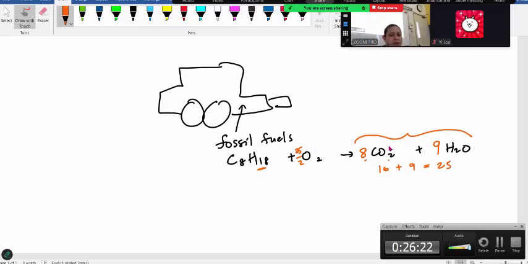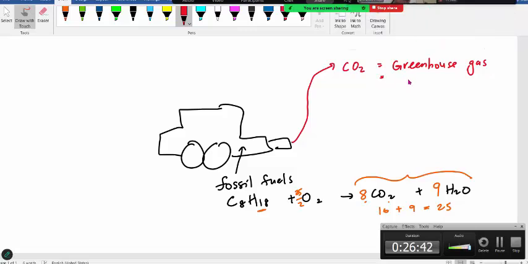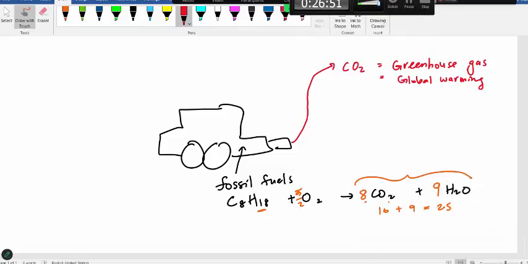Now, the most important thing to remember is it produces a lot of carbon dioxide. Any car that you have, unless it's an electric car, will produce carbon dioxide. Carbon dioxide is a greenhouse gas, so it affects the greenhouse effect, and this causes global warming. Now, if the combustion produces carbon dioxide and water, this is called complete combustion.